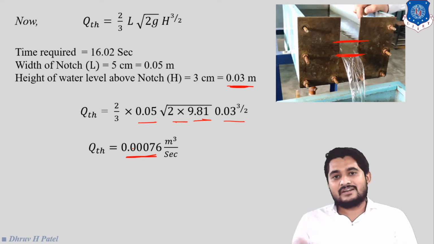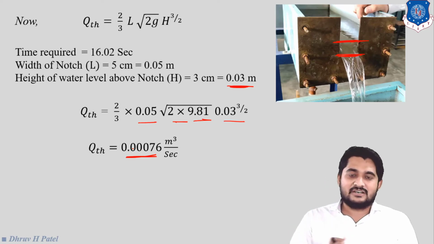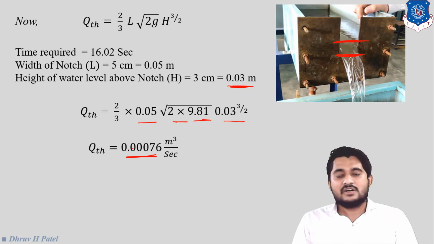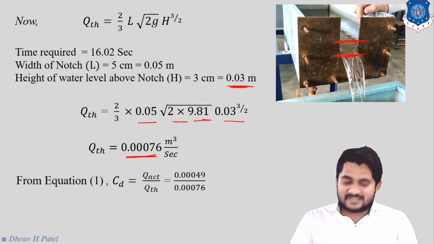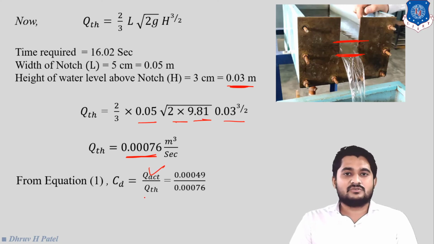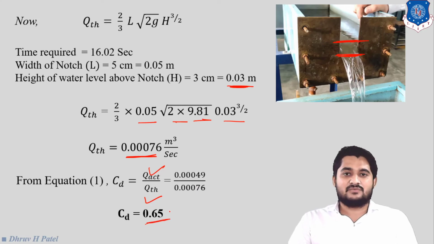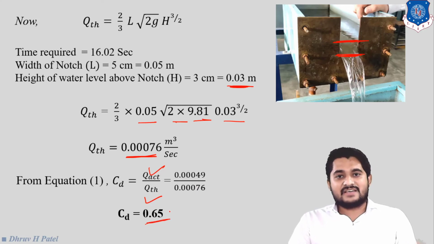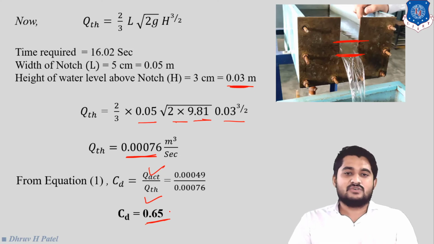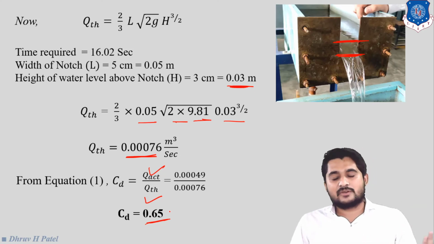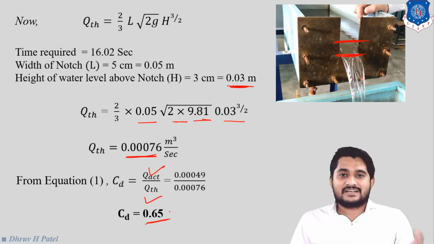Let us put the values of Q actual and Q theoretical in our main equation of the coefficient of discharge. So the coefficient of discharge will be Q actual by Q theoretical. So Q actual is 0.00049, and Q theoretical is 0.00076. So our CD will be 0.65, right? And as this is the coefficient of discharge, it is a unitless parameter. So from the experimental setup, CD of the rectangular notch will be 0.65.